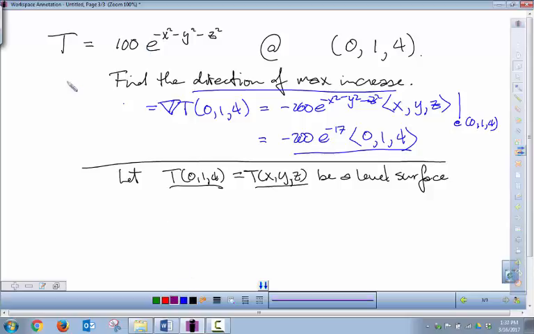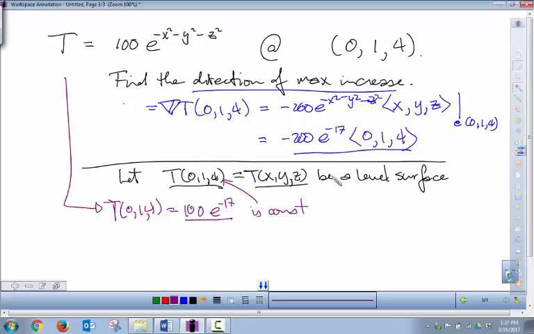So what does that mean? That means T of (0, 1, 4) is equal to 100 e to the negative 17, which is a constant. And then if you let that constant equal the function, you're going to have a surface. So 100 e to the negative 17 equal to 100 e to the negative x squared minus y squared minus z squared is a surface.